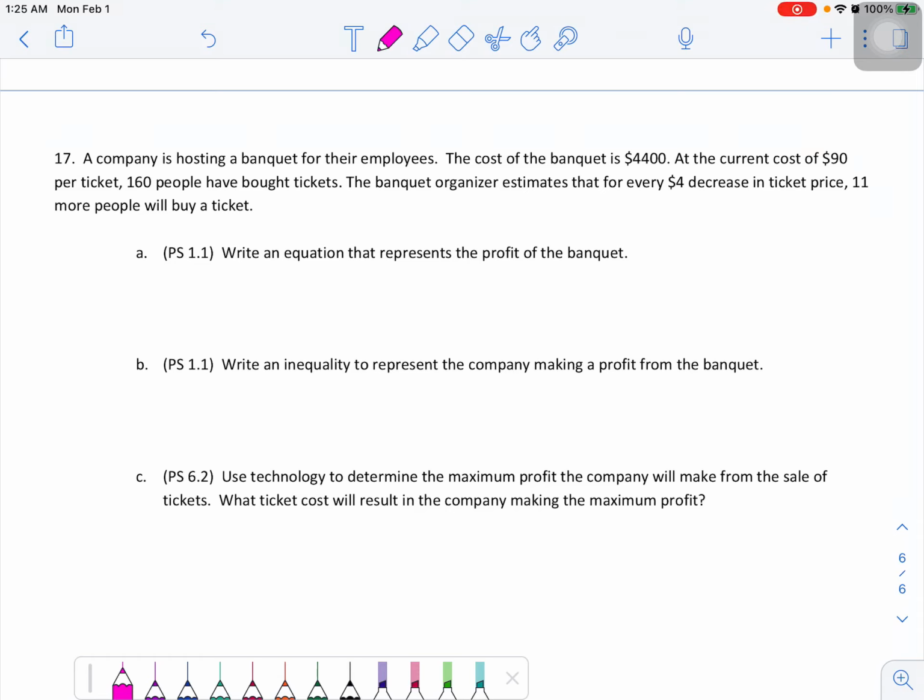All right, we've got the last page, so page 6 of the study guide, and I believe it's also the last problem. Just happens to have a bunch of parts to it. So problem number 17 is a word problem. Let's go ahead and annotate it.